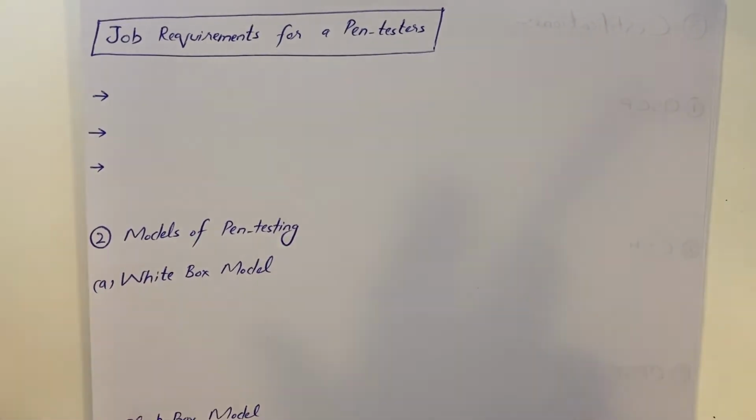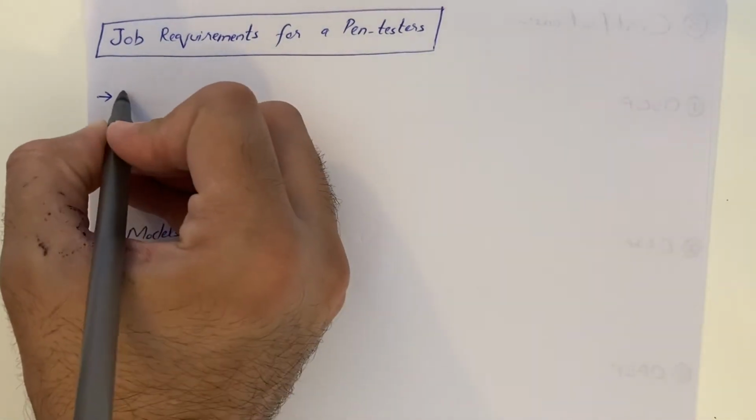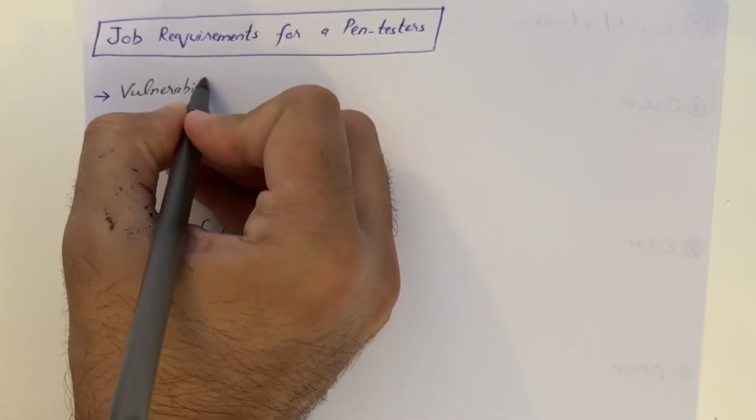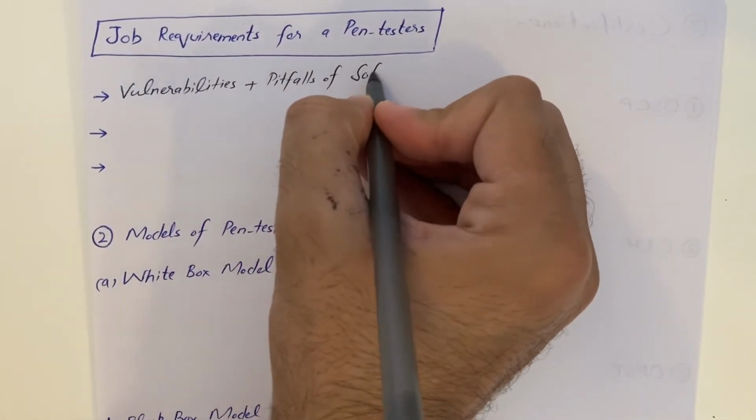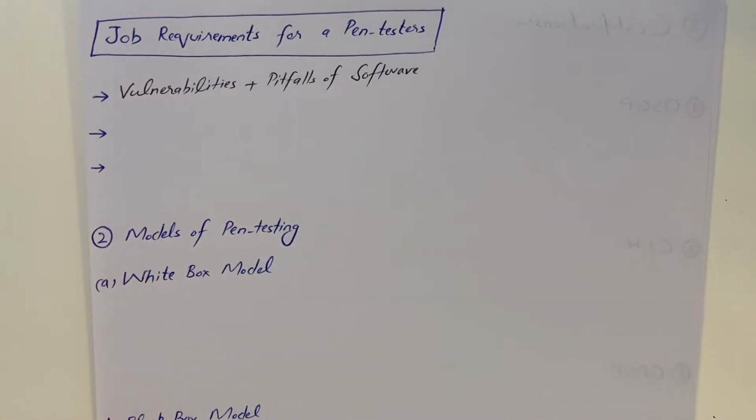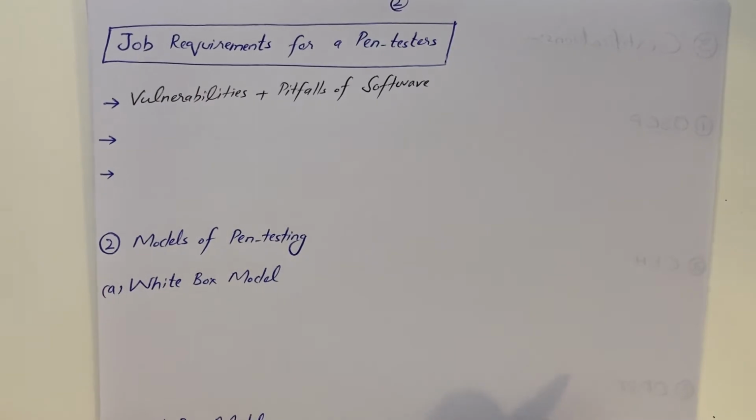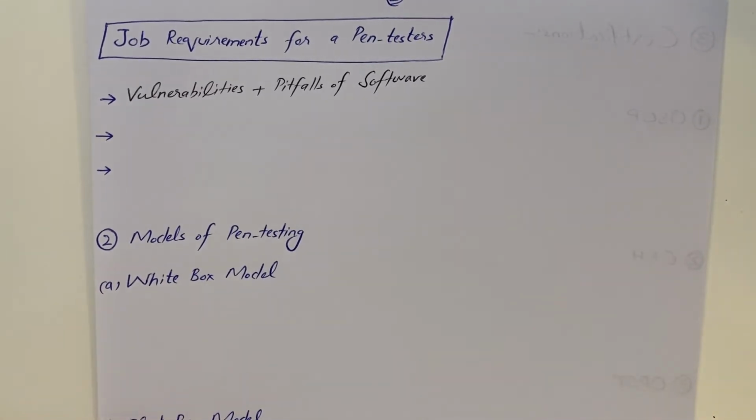Okay, the next is the job requirements for a pen tester. What are the different job requirements of a pen tester? For example, if you just join as an intern in a security operations center, you will probably be working on scanning, collecting information about the targets, their clients, and the companies. But the typical requirement of pen testing is that you need to actually find weaknesses or vulnerabilities, plus find pitfalls of their software and applications. For example, if you design a new application, the ethical hackers or pen testers try to find pitfalls of the software, their flaws, whether it crashes or not, all these kinds of things.